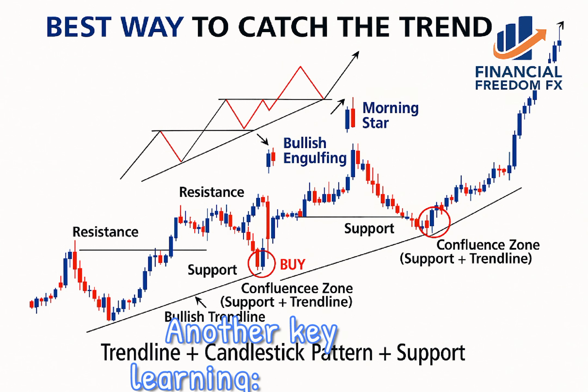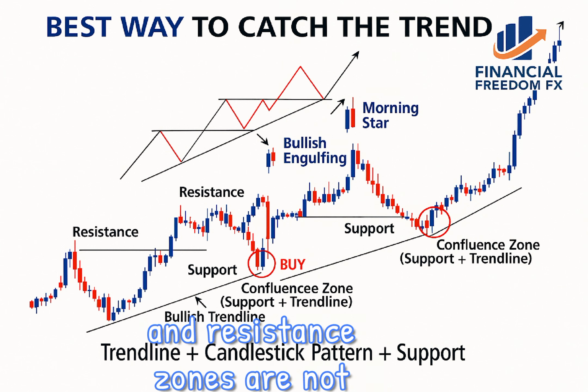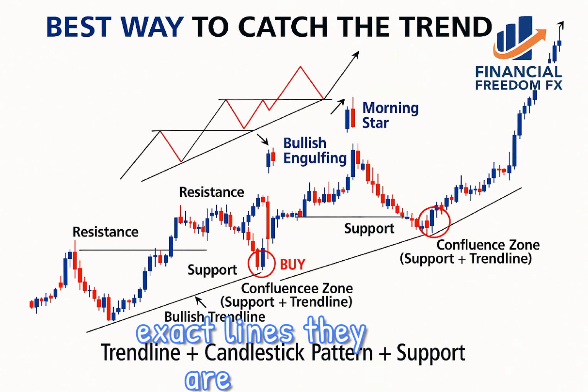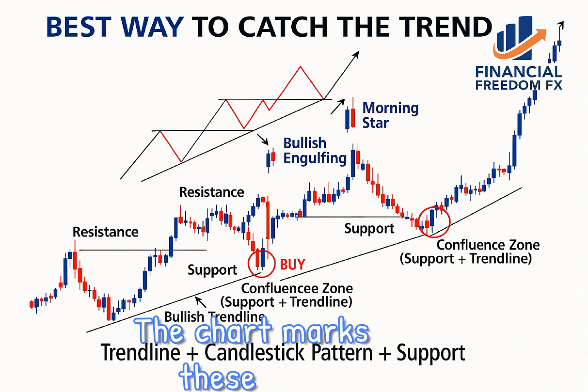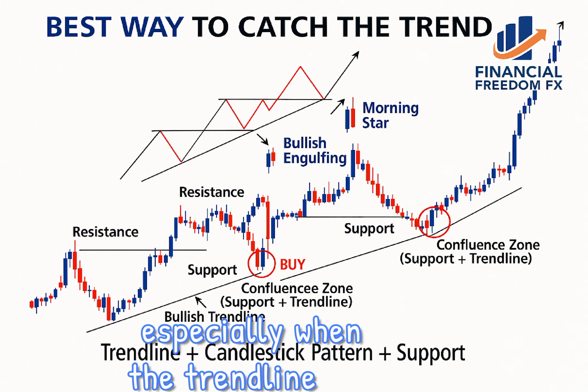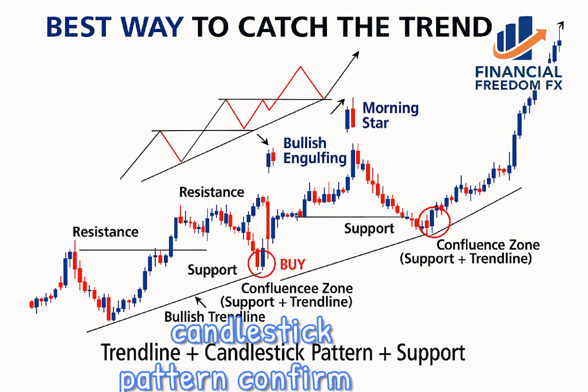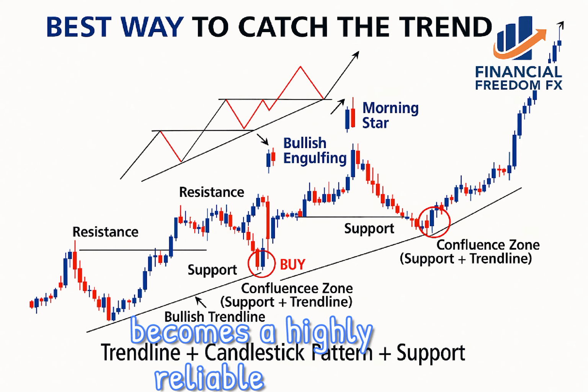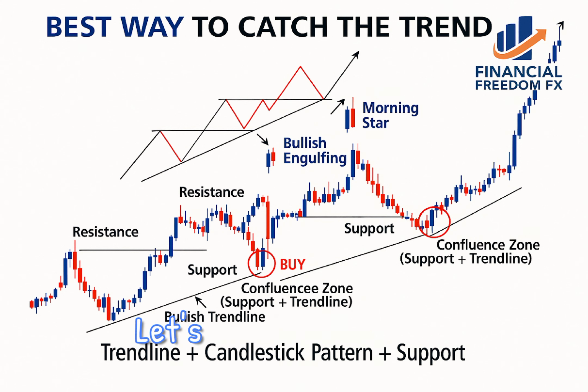Another key learning: support and resistance zones are not exact lines, they are areas. The chart marks these with rectangular zones where the price previously reversed. The market loves to retest these zones again and again. That's why buying at support after a retest, especially when the trend line and candlestick pattern confirm it, becomes a highly reliable trade. Let's break down the psychology behind this chart.